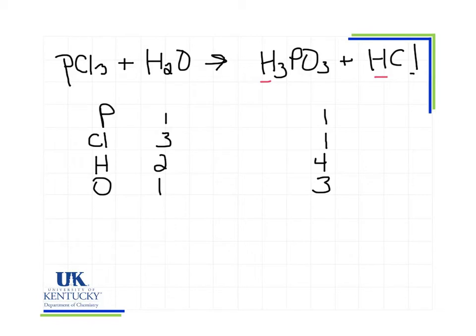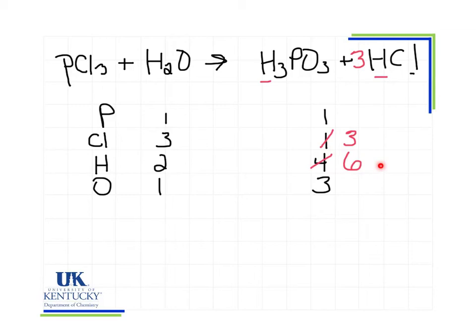Now I'm going to look at my chlorines because I have 3 chlorines on the left and only 1 on the right. So the first thing I'm going to do is put a 3 in front of the HCl. When I do that, that changes my chlorines to 3, but it also changes the hydrogens to 3 plus 3 more for a total of 6, because I have 3 from the H3PO3 and 3 from the 3 HCl molecules, each with 1 hydrogen.